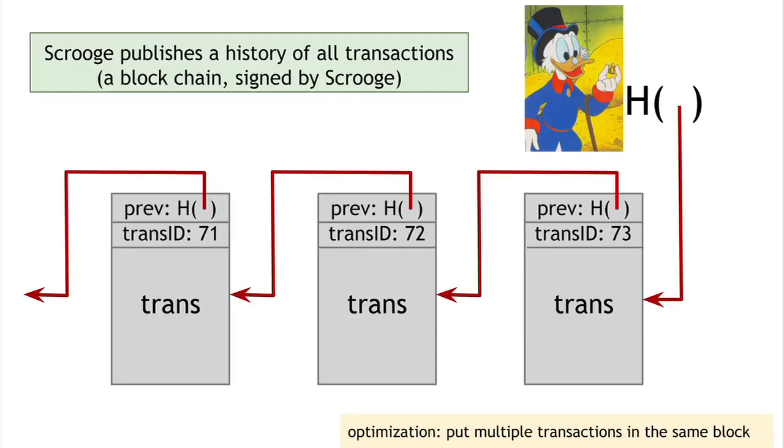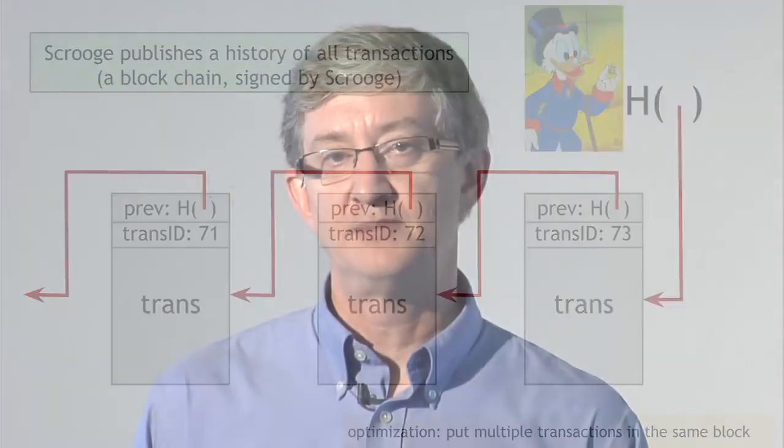Okay. Now I said here that we put one transaction in each block. We do that for simplicity of explanation, but in practice, as an optimization, we'd really put multiple transactions into the same block, as Bitcoin does. So you can bear in mind as I talk about Scroge Coin that that's the way we'd really do it in practice. So Scroge publishes this history.